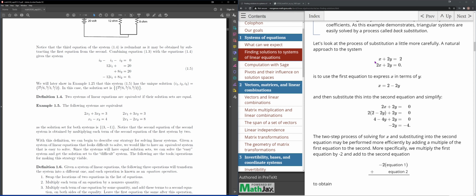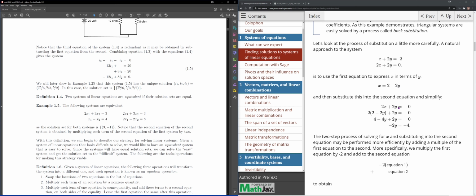Well, what you would probably have known from high school is that the basic way of doing this is to solve it by substitution. So you see your first equation over here, you could solve for x, and you see that x is equal to 2 minus 2y. Then you take this x equals 2 minus 2y and substitute it into your second equation over here.